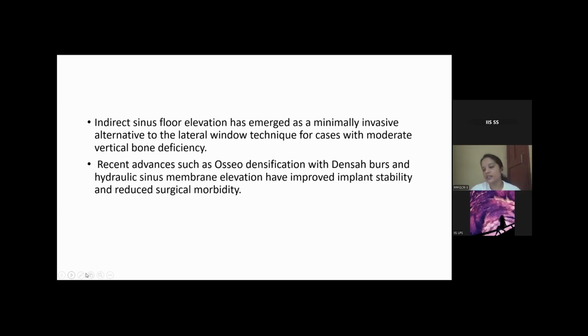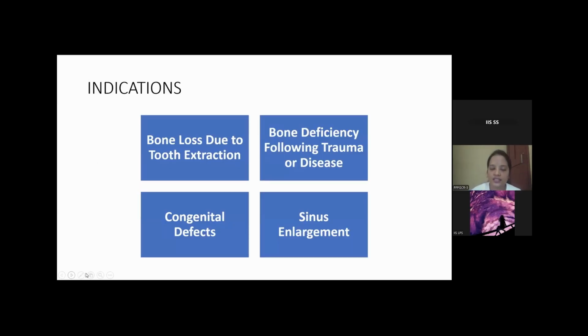Also, there are other techniques, such as osteodensification with the help of densifying burs, or hydraulic sinus lifting techniques, which have been shown to improve implant stability and reduce surgical morbidity. The indications for sinus lifting are bone loss due to tooth extraction, bone deficiency following trauma or disease, congenital defects, or an already enlarged sinus septum.